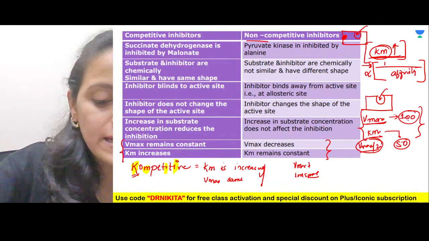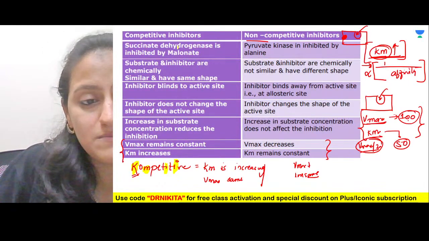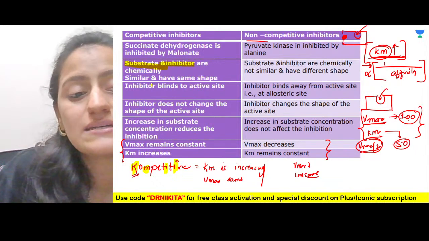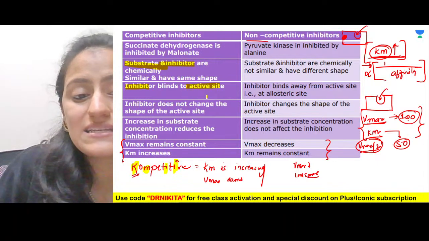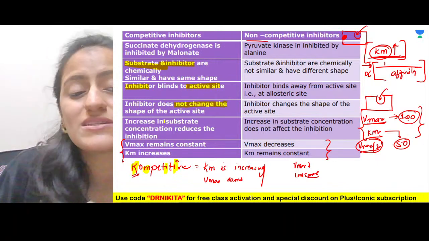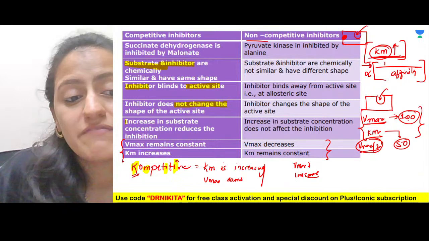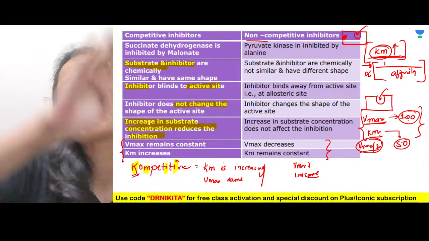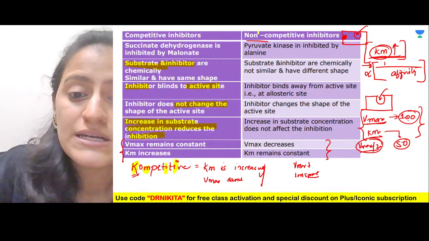So let's quickly read the table. Competitive inhibition: the substrate and inhibitor are basically similar, and the inhibitor binds to the active site. It does not change the shape of the active site. When you increase the substrate concentration, it reduces the inhibition. That means the Vmax can be achieved.